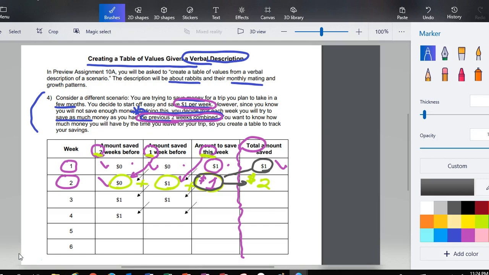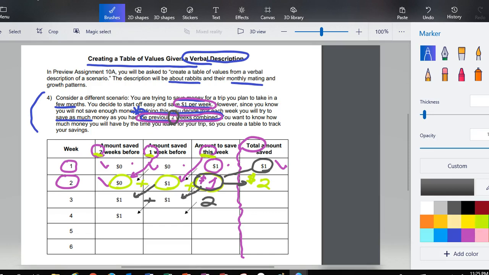So now let's shift everything over. The 1 week before now becomes the 2 week before. What we saved last week, what we saved this week, is now going to be 1 week past. And so how much are we going to try to save this week? This week, remember, we're trying to save the previous 2 weeks combined. So the 1 and the 1 gets us the 2.